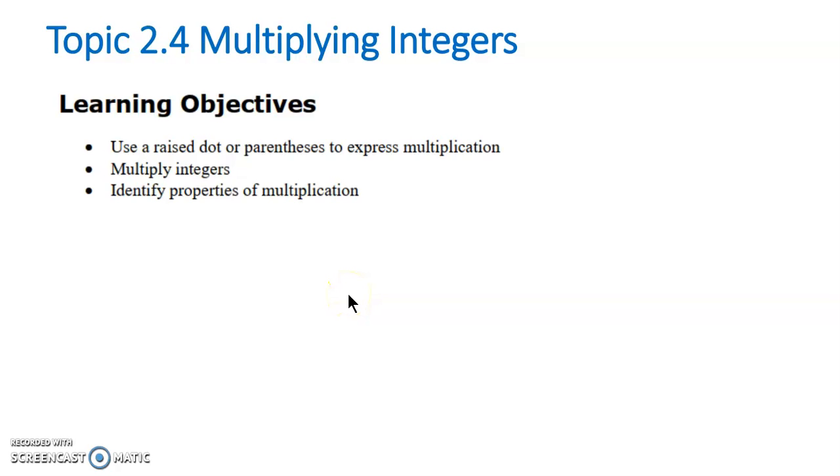Hello, today's topic is 2.4 multiplying integers. We're going to use a raised dot or brackets or parentheses to express multiplication today. We're going to learn how to multiply integers and the rules, and then we're going to identify properties of multiplication.